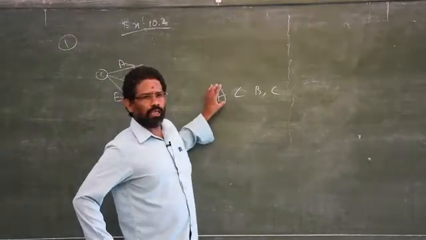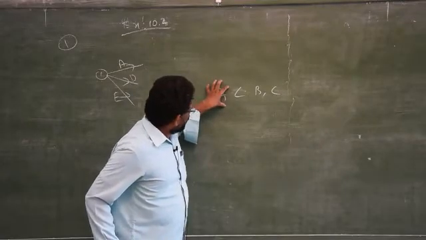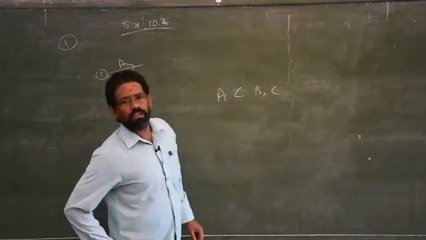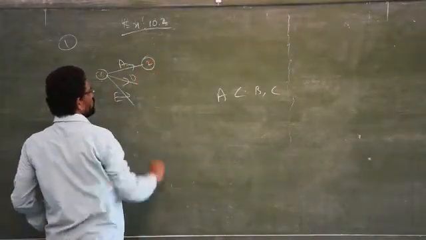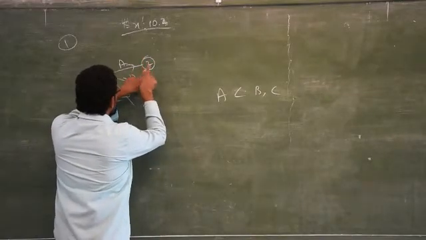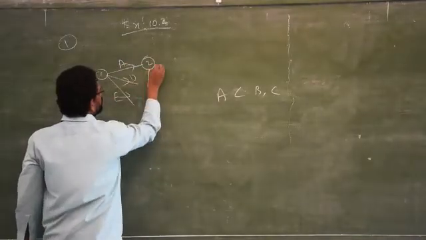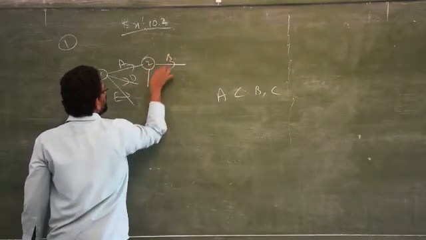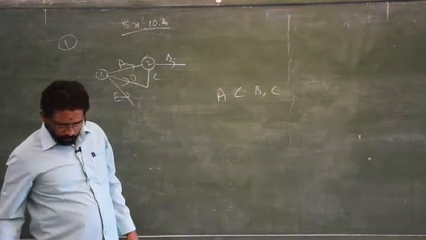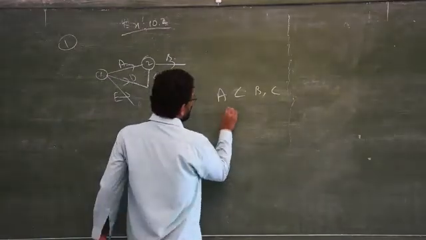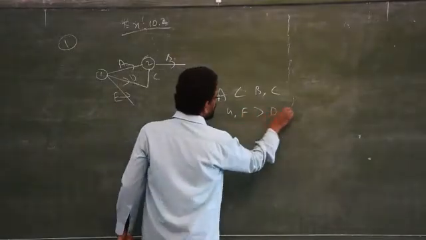So what is the meaning of this? A less than BC: after completing activity A, activities B and C start from A. From A, this is 2. Activity A completed, and from the completion of A, B is started. This is B and this is C. Now what is the next one given? GE, that is GF is greater than DC.